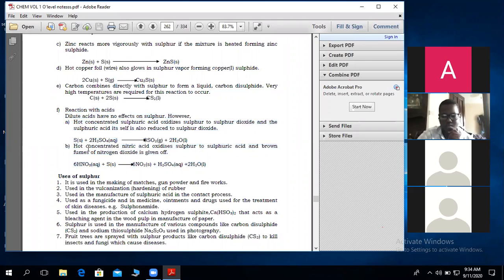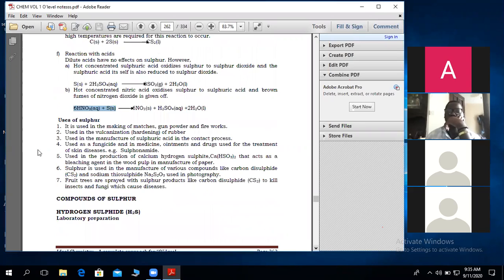Then, sulfur reacted with concentrated nitric acid. Concentrated nitric acid oxidizes sulfur to sulfuric acid, nitrogen dioxide gas plus water. But we are saying the condition is this acid must be concentrated. Please, these acids must be concentrated. That is the condition.